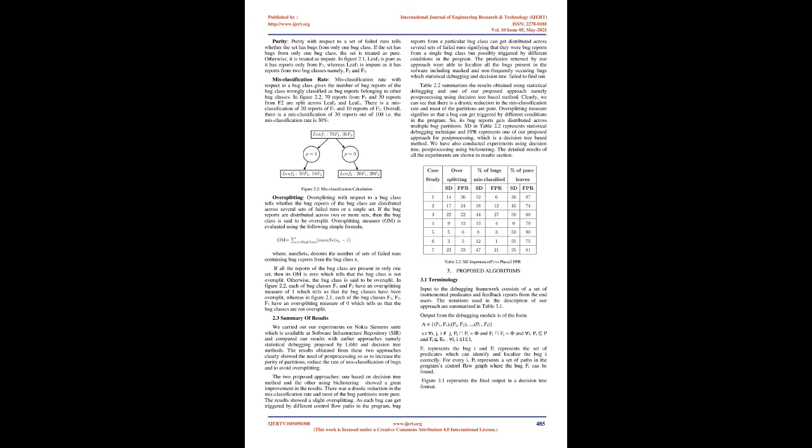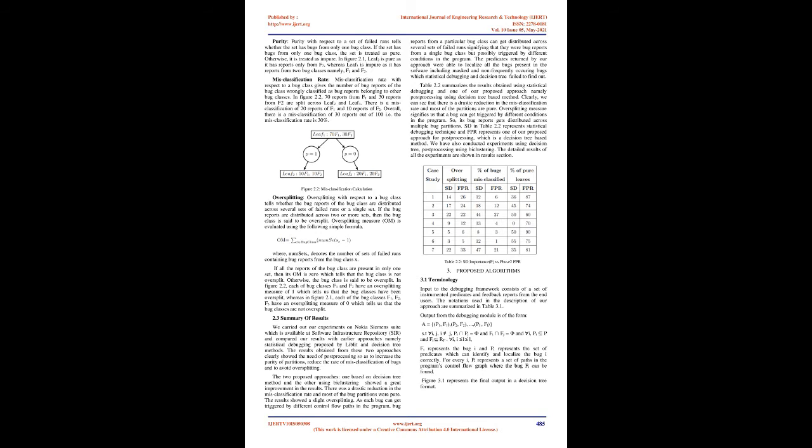Oversplitting. Oversplitting with respect to a bug class tells whether the bug reports of the bug class are distributed across several sets of failed runs or a single set. If the bug reports are distributed across two or more sets, then the bug class is said to be oversplit. The oversplitting measure, OM, is evaluated using the following simple formula, where number sets denotes the number of sets of failed runs containing bug reports from the bug class X.